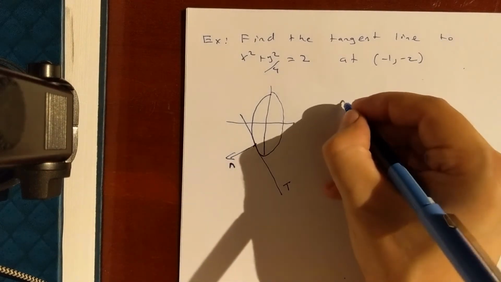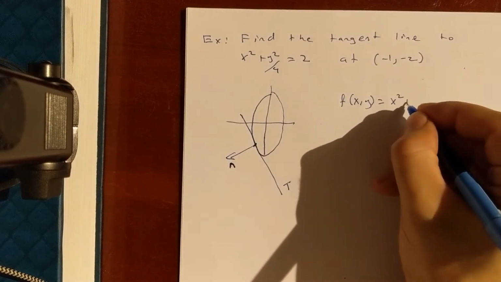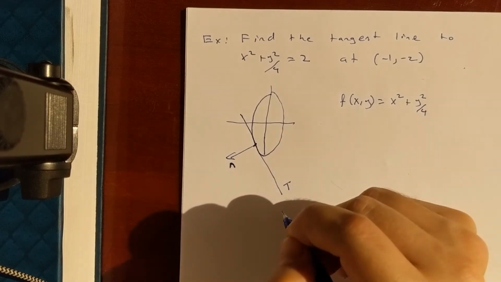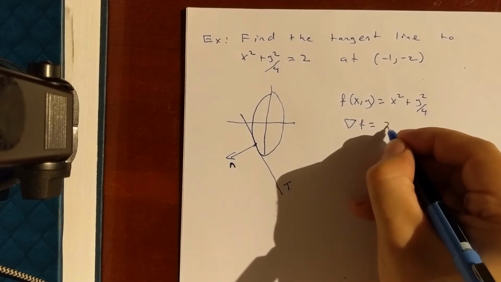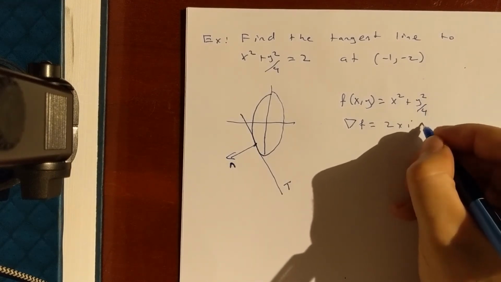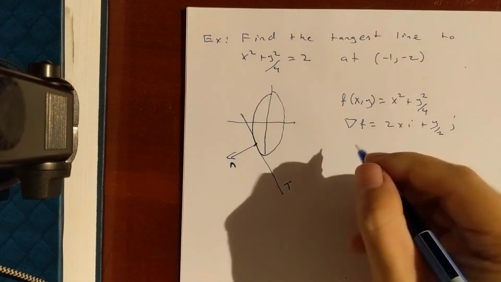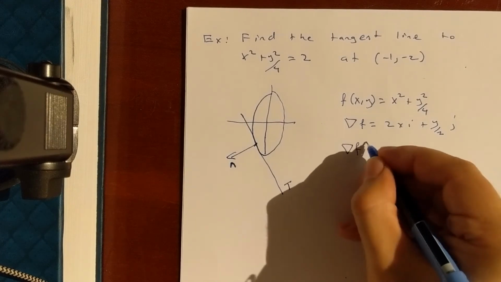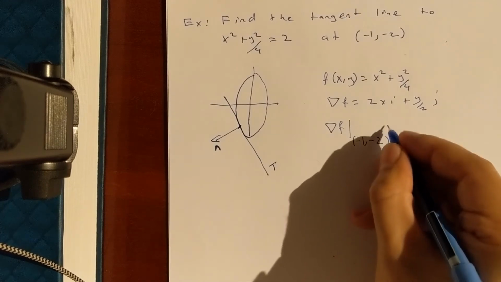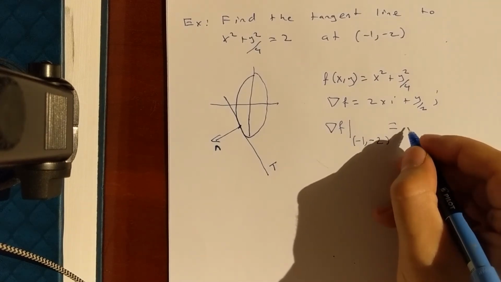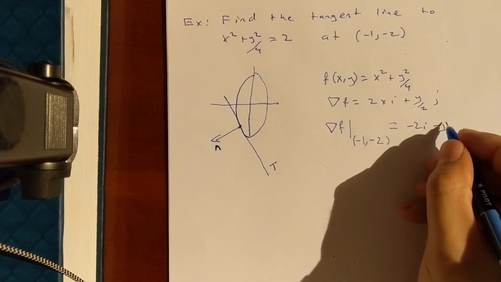So I'm going to write f of x, y. I'm going to imagine this as the function x squared plus y squared over 4. Okay. So here, if we do the gradient of f, that's easy now. It's going to be 2x i plus, the 2's will cancel, y over 2 j. Okay, so the gradient of f evaluated at our point. What was the point? (-1, -2). Just plug it in. We get -2i, and we get -1 j. Okay.